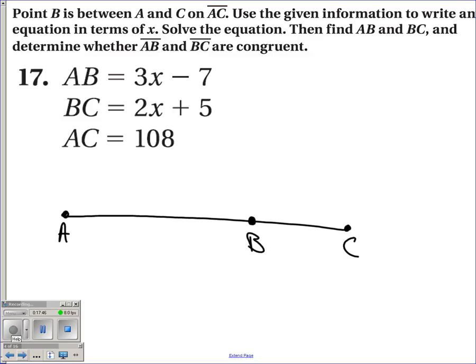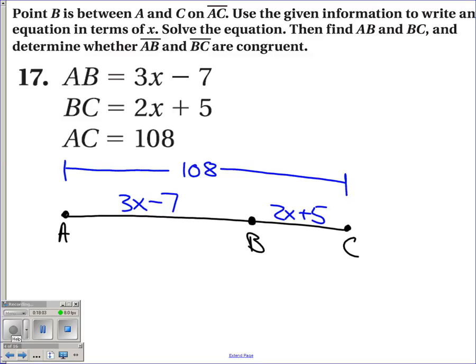The length of AB is 3x minus 7. The length of BC is 2x plus 5. And the entire length of A to C is 108. Well, the equation that we need to write down is AB, 3x minus 7, plus BC, 2x plus 5, is equal to the entire length AC, which is 108.